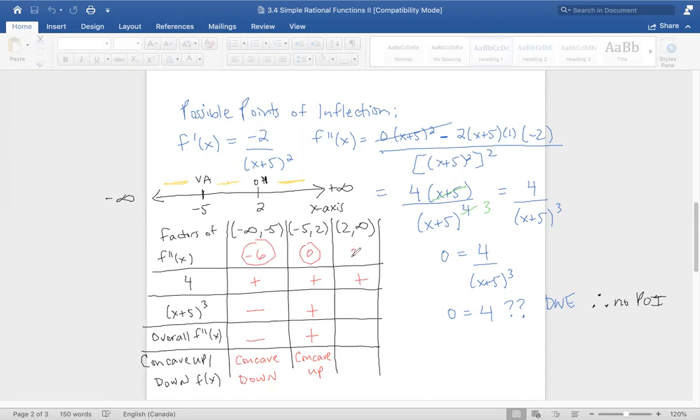And then a number larger than 2. If I pick 3, 3 plus 5, 8 cubed is going to be positive. Positive divided by a positive. I'm staying concave up right there. So I go concave down to concave up to concave up.